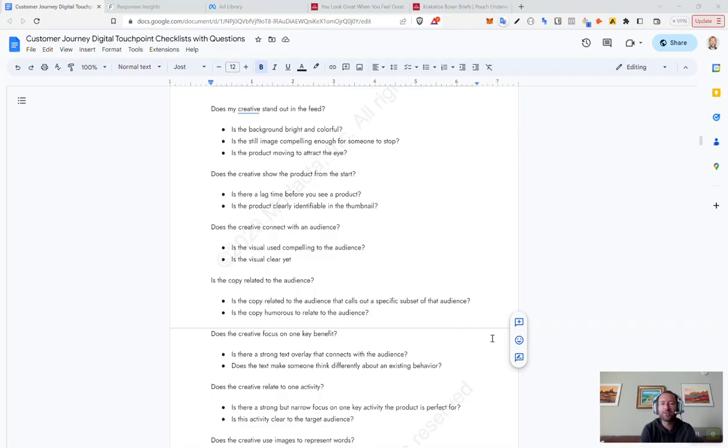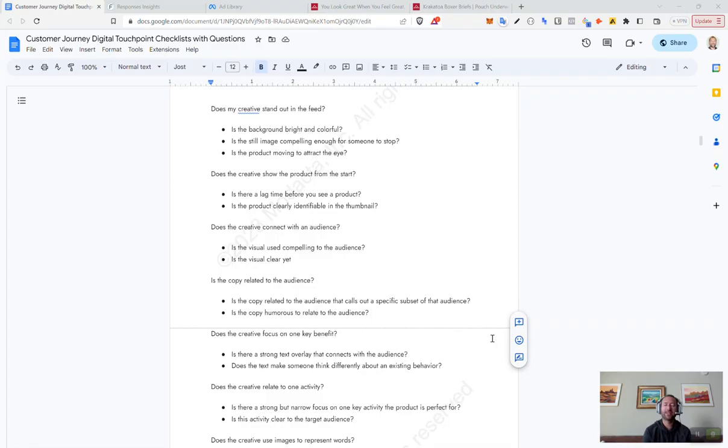Does the creative show the product from the start? Is there a lag time before you see a product? Is the product clearly identifiable in the thumbnail? I was working with a client, and their overall sales were tanking pretty massively. And then I looked at their ads, which I wasn't hired to fix, and they didn't show the product for 5 and 7 seconds in some of their ads.